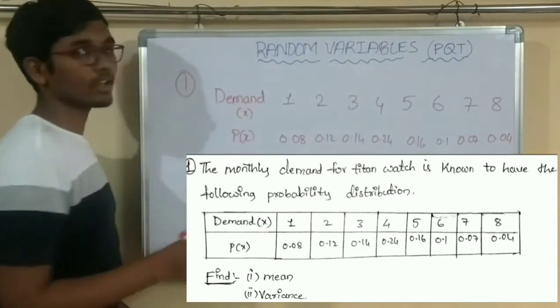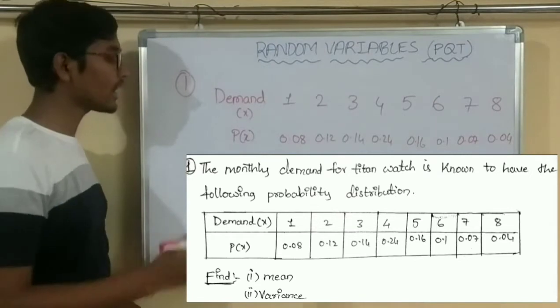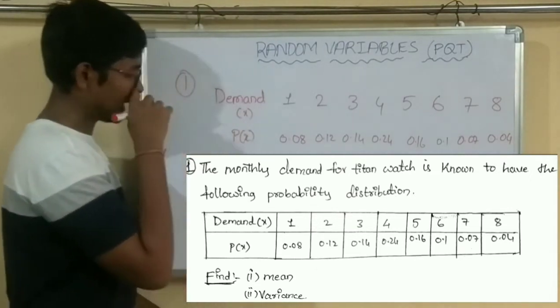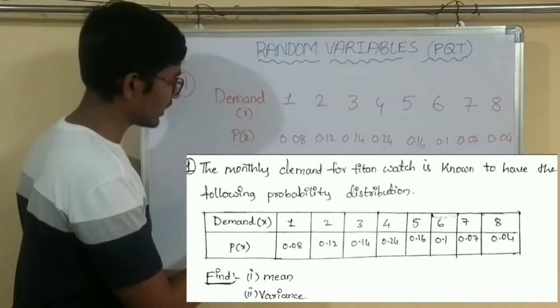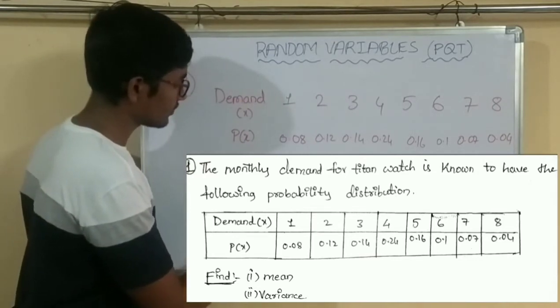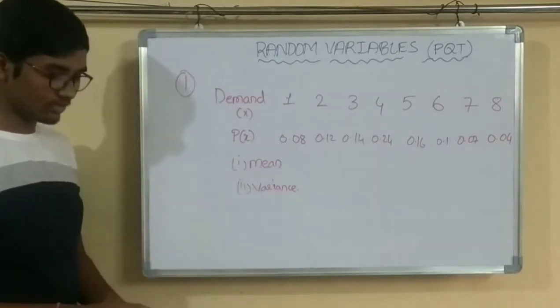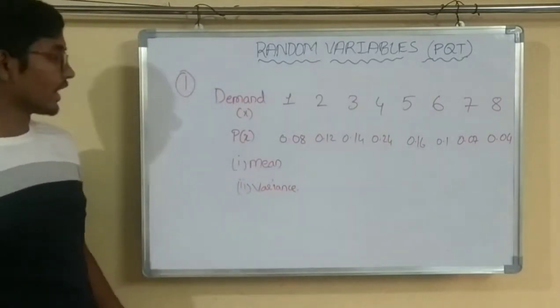This is the data given in the question, and they are asking us to find first the mean for this data and second the variance for this data. So now let's find this.